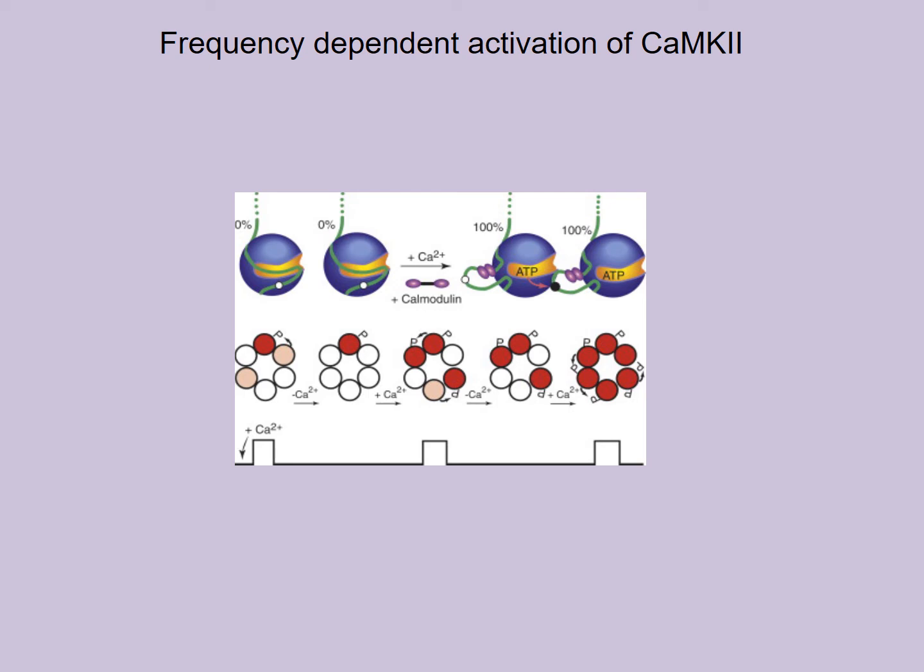However, when you have a high frequency event, there will be so much calcium coming in and so much calmodulin activation that there will be a sufficient amount of time for these subunits to phosphorylate each other and then become independent of calcium calmodulin, which again allows maintained activity even though the signaling is not coming anymore.